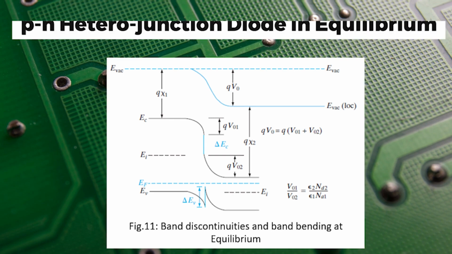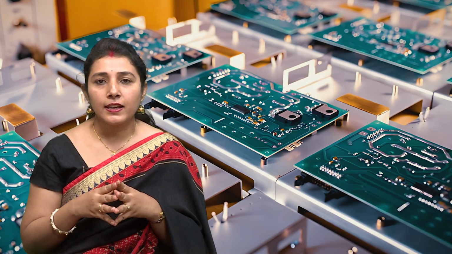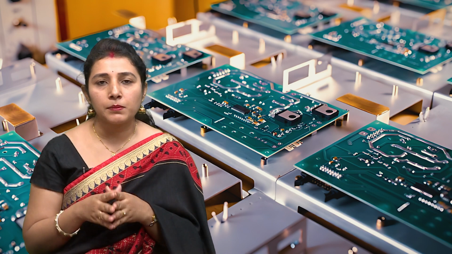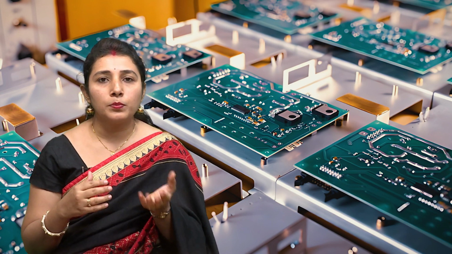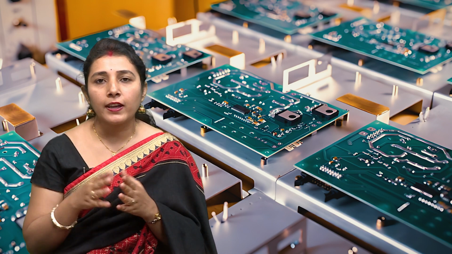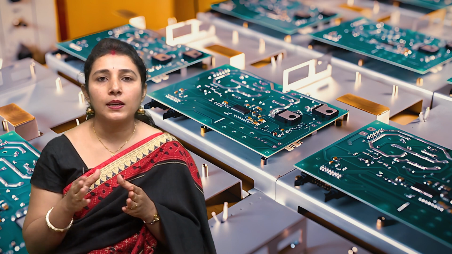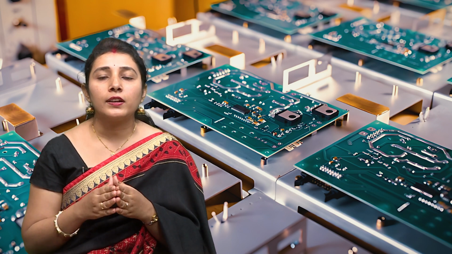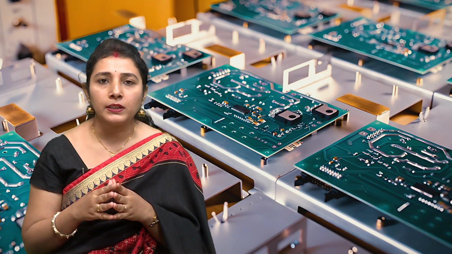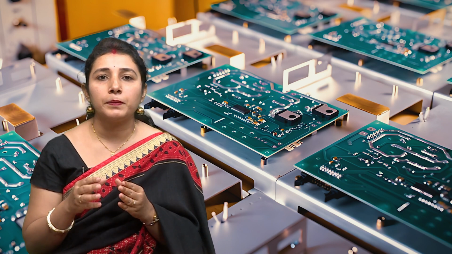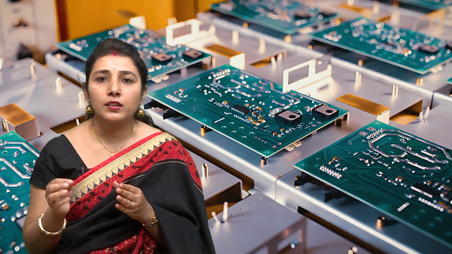Thus in this lecture we have discussed metal semiconductor junctions with ohmic contact and rectifying contact. We have discussed heterojunctions, the electron affinity rule and band alignment, types of heterojunction, and the p-n heterojunction diode in equilibrium condition.